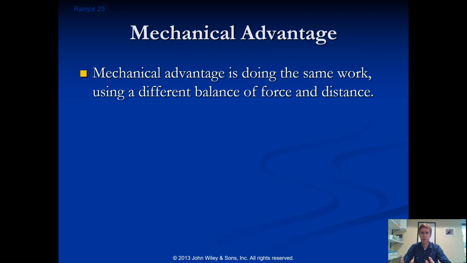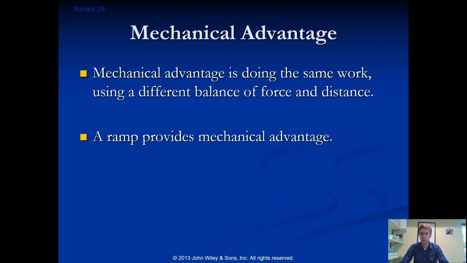So basically what you're doing is you're using one of the many forms of what's known as mechanical advantage. You're using basically a simple device, a ramp, to give you mechanical advantage, to help use the physics of the world around us to make your life easier.